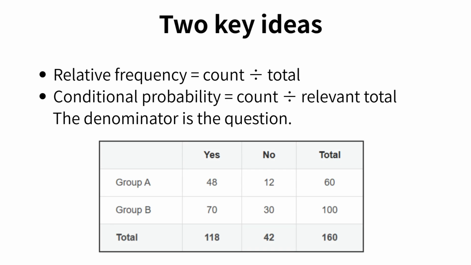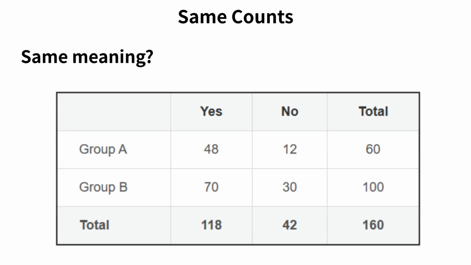Relative frequency uses a total. Conditional probability uses the relevant total. On the SAT, choosing the denominator is the decision. Take a closer look. The counts haven't changed, but the meaning might.